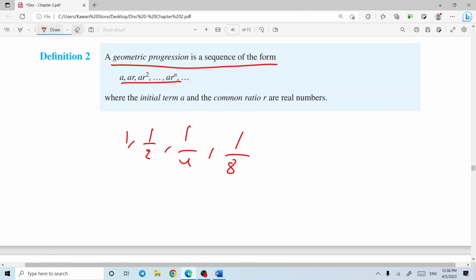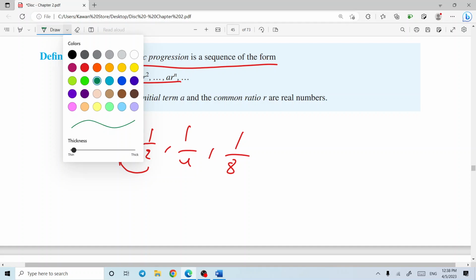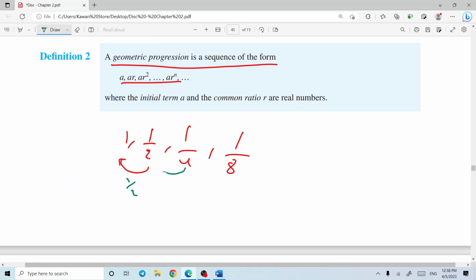How do we find it? You can divide the second term by the first term, and of course you will get something. Then you can divide the third term by the second term, and you should get the same thing, and of course the same again. So in that case, I say I have a geometric sequence. It's not a series. It's a geometric sequence such that we have a common ratio between all the elements.